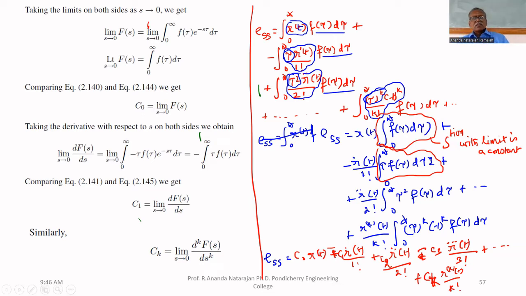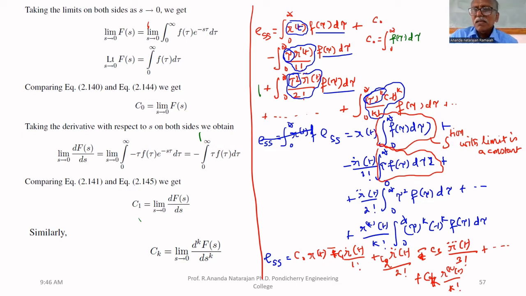Now we have to find C naught, C1, C2, C3, etc. Ck we have to find. What is C naught? C naught is the integral of f of tau d tau with limit 0 to infinity. That is C naught.